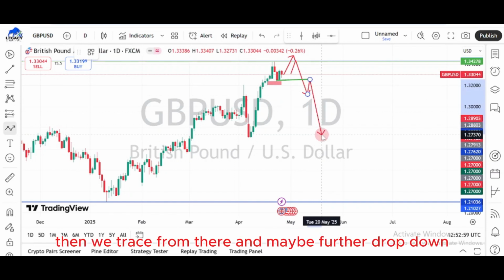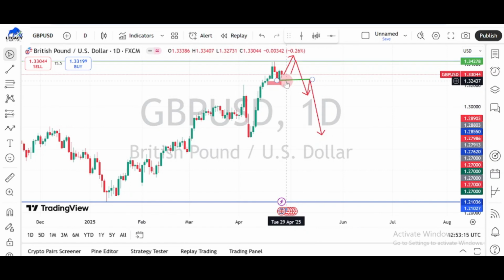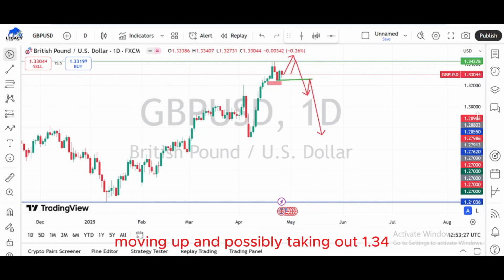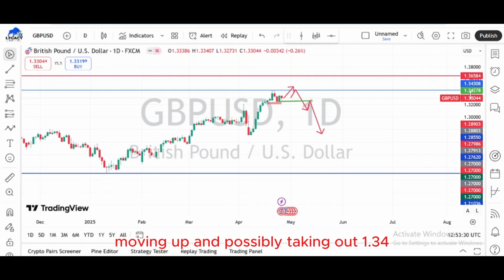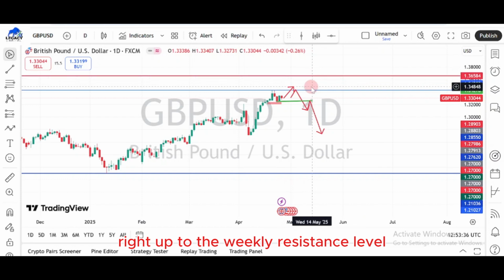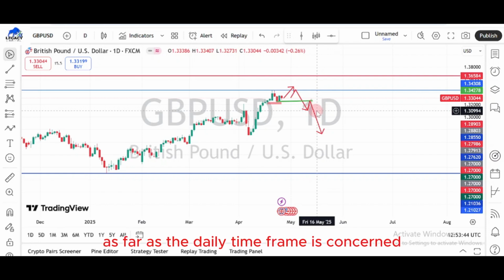1.3258, then retrace from there and maybe further drop down right down to the level of 1.27370. That is, if the market takes out the support level at 1.32437. If the market fails to take it out, then we should be expecting to see the market moving up and possibly taking out 1.34278 and definitely moving up right up to the weekly resistance level, the weekly key level, which is 1.36584. So that is what we'll be looking at as far as the daily time frame is concerned for Great Britain Pound USD.